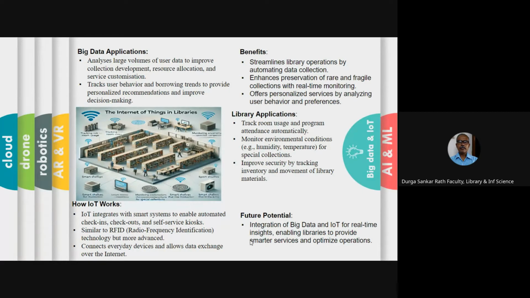So how does the Internet of Things work? For the Internet of Things, for that reason only, a few years back we tried to convert all of our IPv4 to IPv6, because the number of IP addresses required for them is much larger, and that integrates with all the smart systems available to enable automated check-ins, checkouts, and self-service kiosks in our library. Say, for example, self-service kiosks we have introduced. Users can come and get their own books, and checkouts are possible.